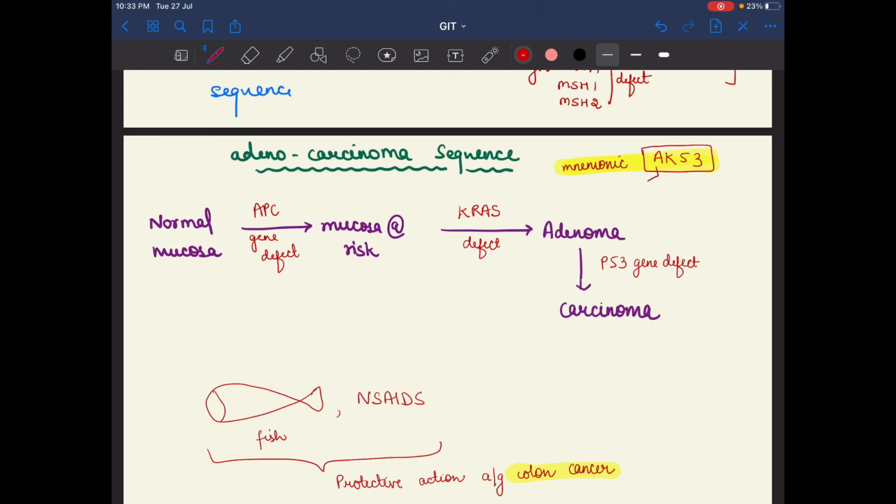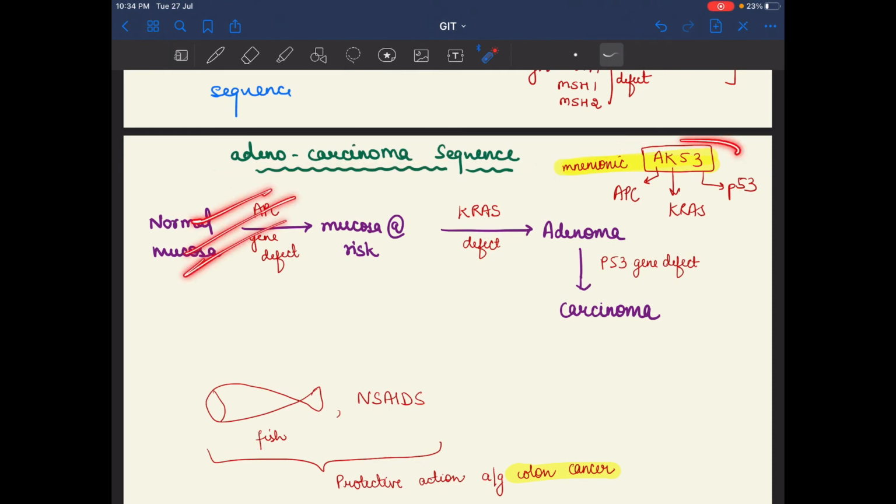So AK53 means A for APC gene defect, K means KRAS, and P53 means P53 gene defect. So this is the mnemonic for the adenocarcinoma sequence, that is AK53. If there is normal mucosa, after the APC gene defect the mucosa is at risk of adenocarcinoma, and if there is a defect in the KRAS gene, then adenoma will occur, and if there is P53 gene defect, then carcinoma will form. So cancers will form if P53 gene defect is there. So this is the adenocarcinoma sequence.